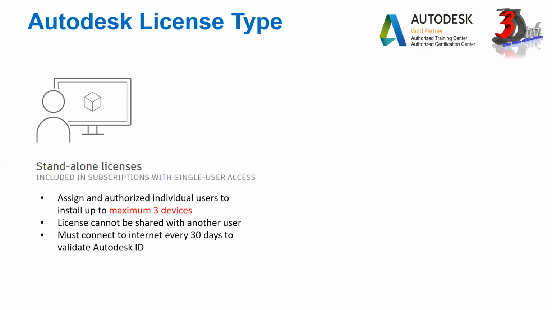Once you have installed your license, what you also need to do is ensure that the license is connected to the internet every 30 days, so that the license will be able to automatically ping the Autodesk server and validate your Autodesk ID. Because if you don't do this, the license might be deactivated and it requires you to reactivate the license all over again. So please ensure that you are still connected to the internet.